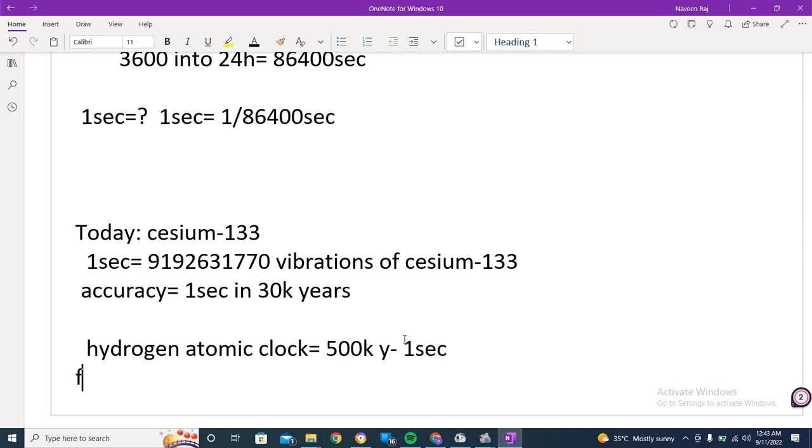We have got the fountain clock, and that has 1 second in billions of years, right? So you can see that we have got into the history.